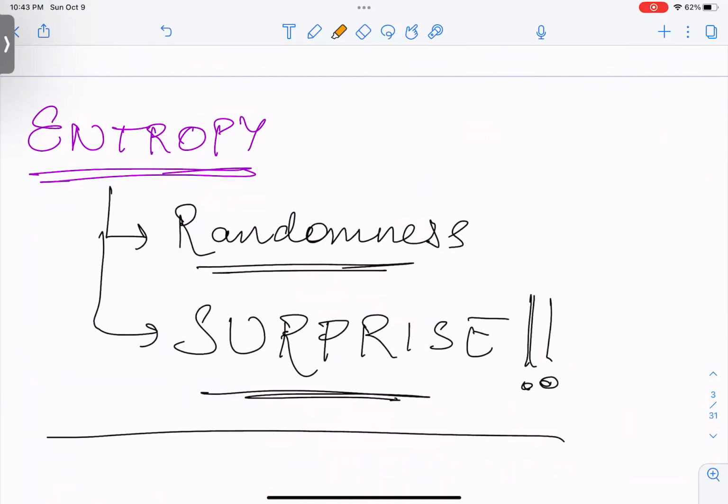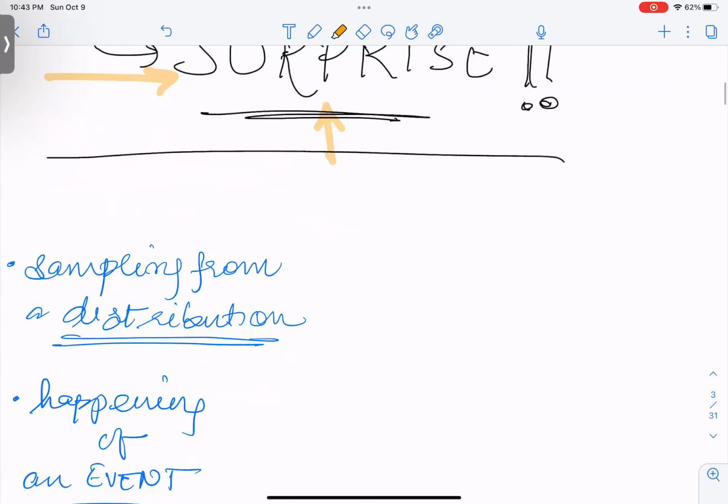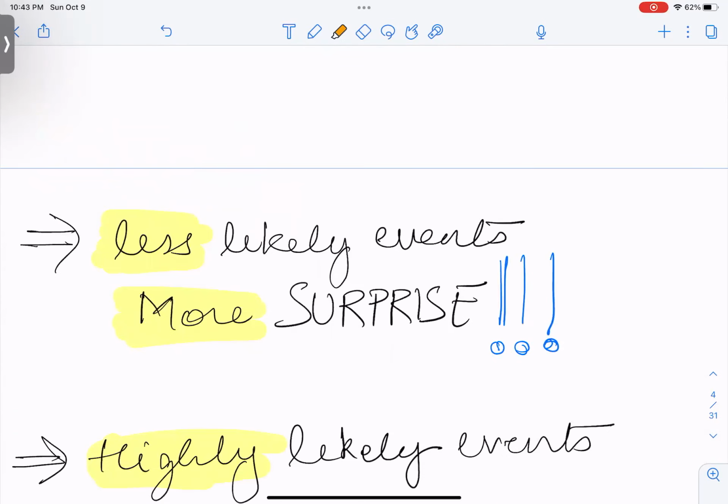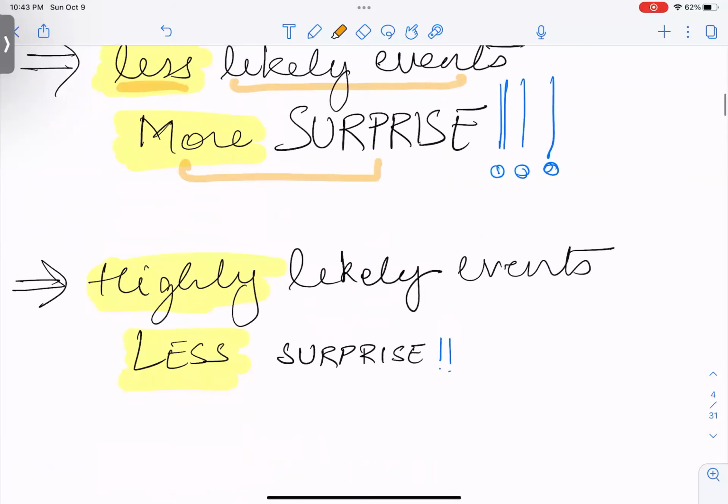Entropy is nothing but a measure of randomness, a measure of unpredictability, a measure of uncertainty, also sometimes known as a measure of surprise. While sampling from a distribution, how much surprised are we when some event happens? When we sample from a distribution, we get something, how much surprised are we? We also sometimes say the less likely the event is, the more surprise we get, and for a highly likely event, we are less surprised.